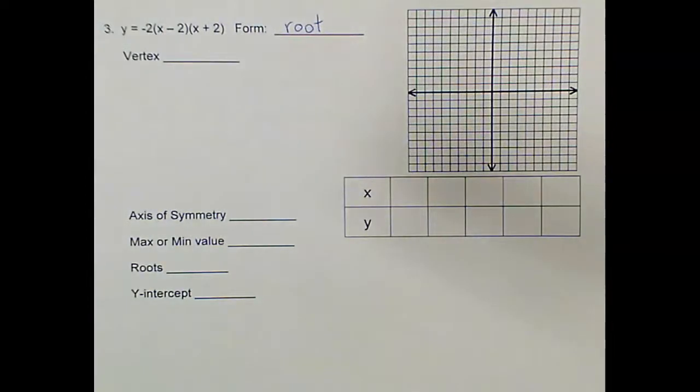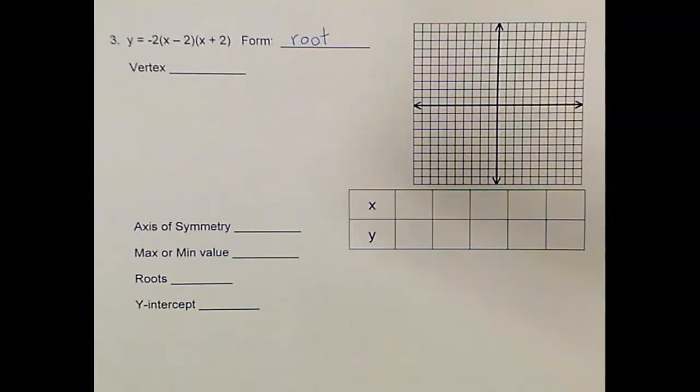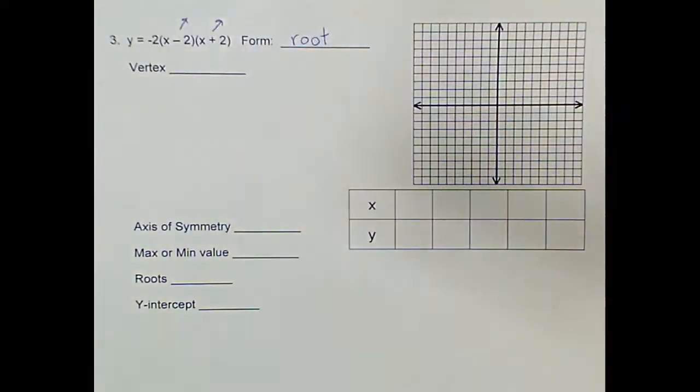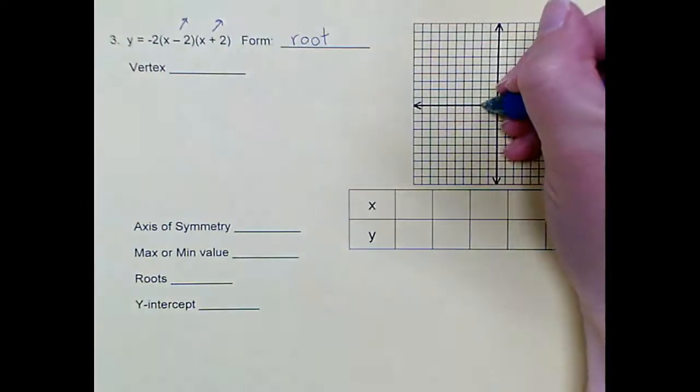So in root form, if it asks us for the vertex first, well, first I need to plot my roots. And the roots are here and here. Remember, it's the opposites though. So my roots are positive 2 and negative 2. So I'm going to go plot those.